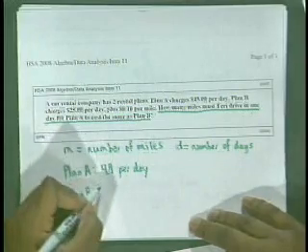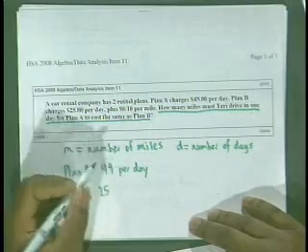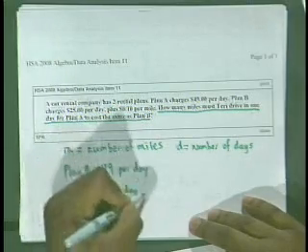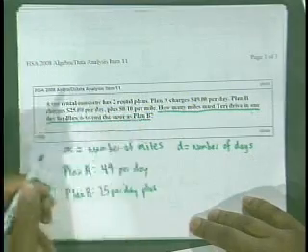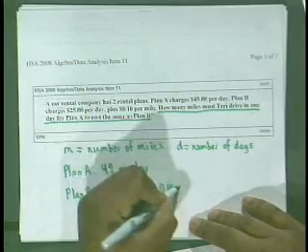Okay. Now plan B, according to the problem, says plan B charges $25 per day plus 10 cents per mile.